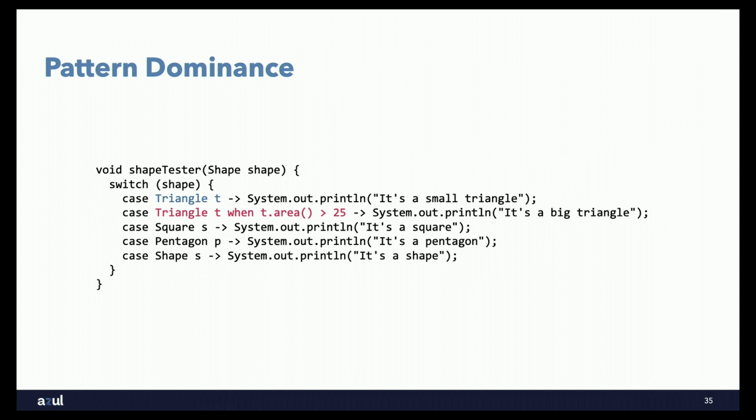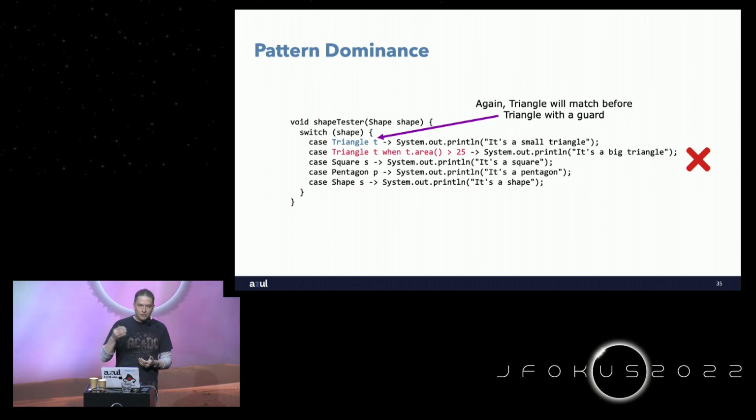That also applies when we use a guarded pattern, because if we change the order of the cases from the earlier example, and say case triangle T, print out a small triangle, then we have triangle T when T.area is greater than 25. Obviously, if it's a triangle, we'll always match on the first case of just being a triangle. We'll never reach the guarded situation, and therefore the compiler will complain and say that triangle will match before the triangle with a guard, so we need to change the order to prevent the dominance of the triangle on its own.